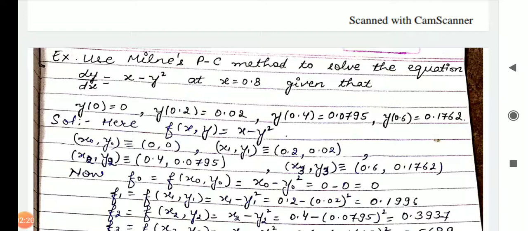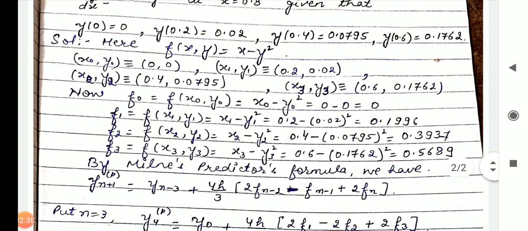0.6 is 0.1762. So here the function f(x, y) is equal to x minus y square, (x0, y0) is (0, 0), (x1, y1) is (0.2, 0.02), (x2, y2) is (0.4, 0.0795), (x3, y3) is (0.6, 0.1762). So first we calculate the terms required in the predicted and corrected values of y. So f0 is the function at x0, y0. We have calculated its value. Similarly f1, f2 and f3.